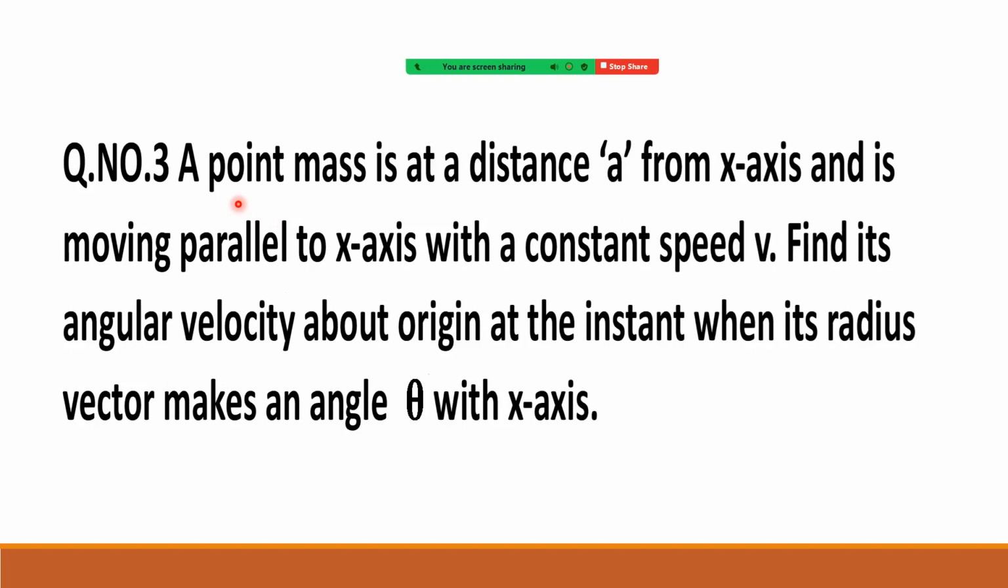A point mass is at a distance a from x-axis and is moving parallel to x-axis with a constant speed v. Find its angular velocity about origin at the instant when its radius vector makes an angle theta with x-axis. Okay, let us see how to start the problem. We have to find omega about origin, speed constant. That means velocity is given constant, right? Okay, see how to start the problem.